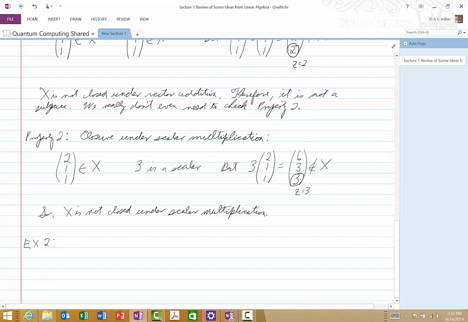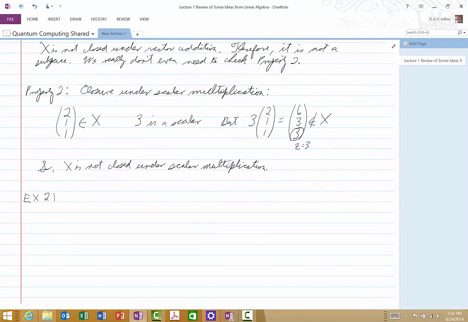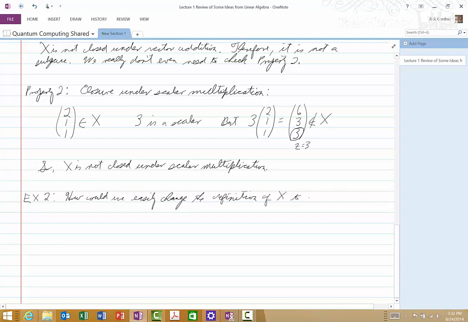And let me start off example 2 with a sort of vague question. How could we easily change the definition of X to make it a subspace? I have in mind an extremely simple change that we could make in the definition of X.